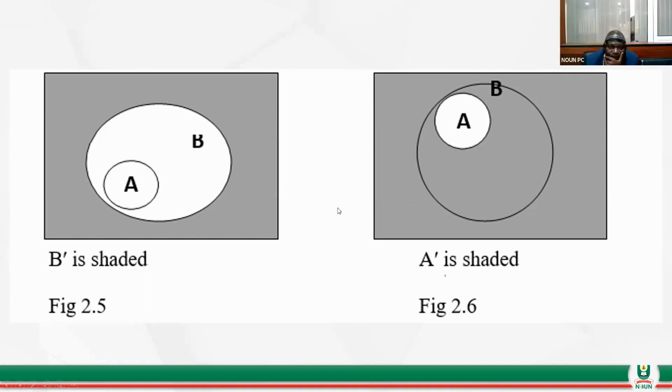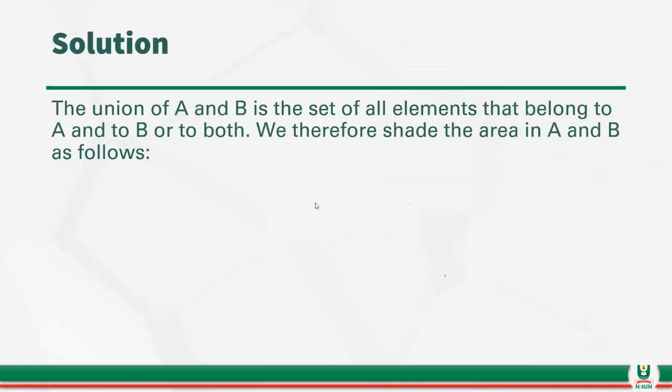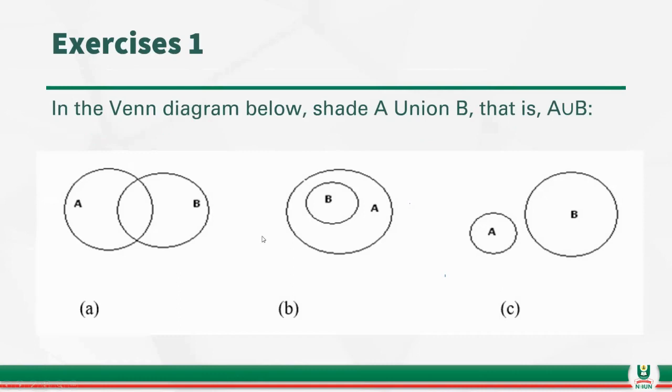Can we go further? Yes, sir, we can. Exercise 1. You have to shade A union B. Shade A union B. What happens to A? A is joined. Is it not joined? Yes, sir, it is. Thank you. What of B? What happens? B is a complement of A. They are not even joined. No, B is subsumed in A, isn't it? B is even contained in A.